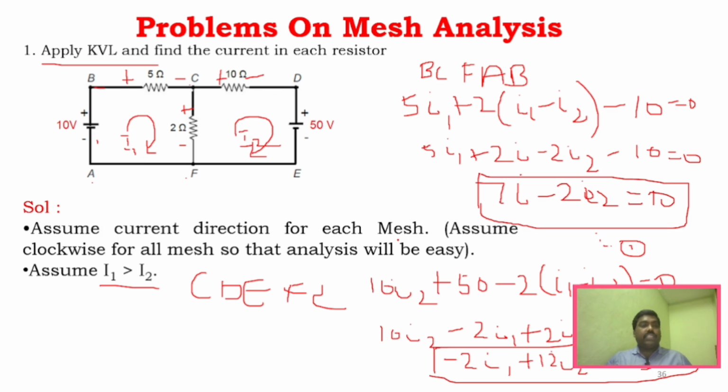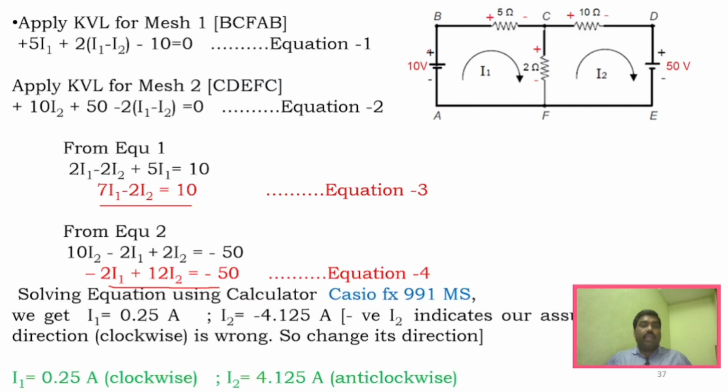So it's the same procedure we're going to follow. I'm going to start from this particular mesh, so it is plus, I'm putting plus 5 I1, and plus 2 times I1 minus I2. And again, I'm approaching minus here, so minus 10. Similarly, in this mesh, it's 10 I2 plus 50 because I'm approaching plus, and it's minus here. When I approach from here, it's minus I1 minus I2.